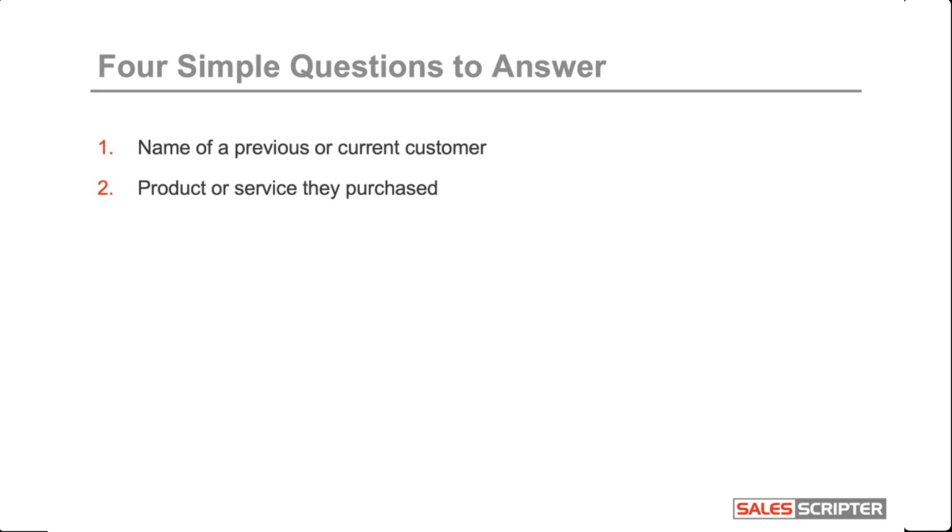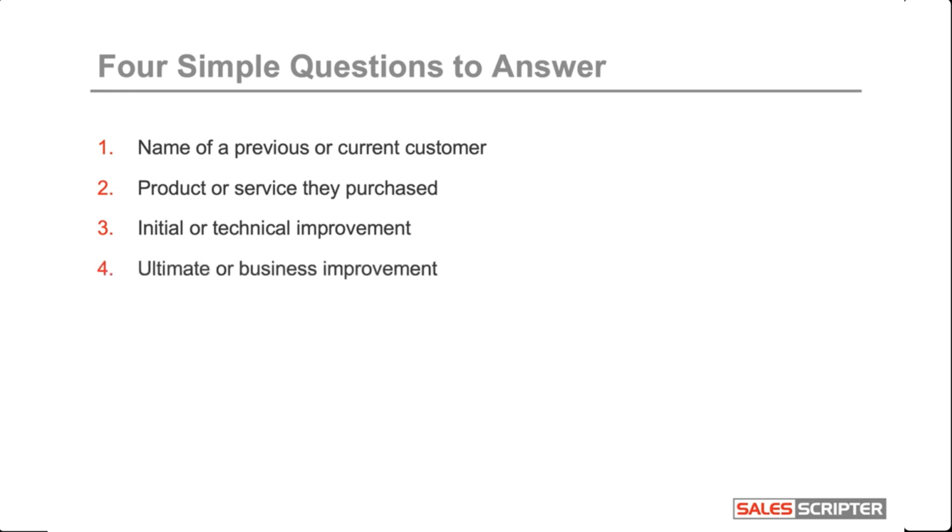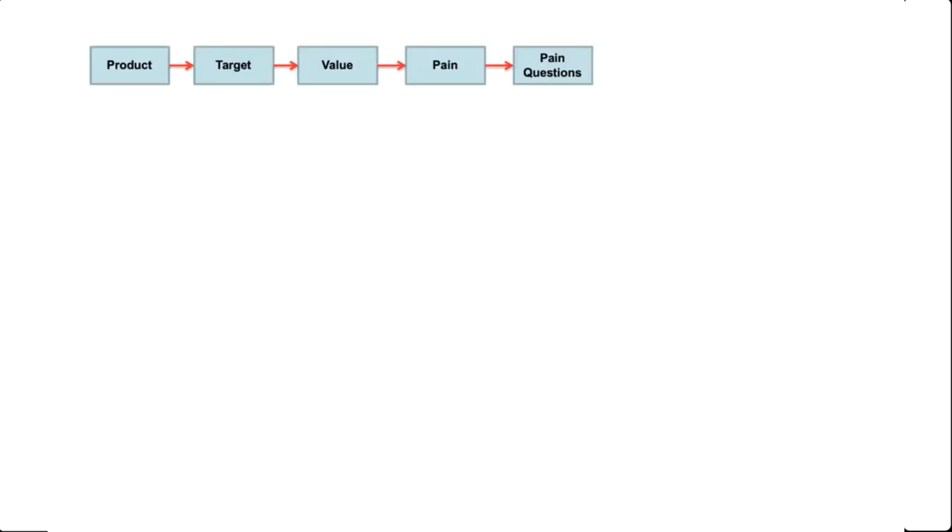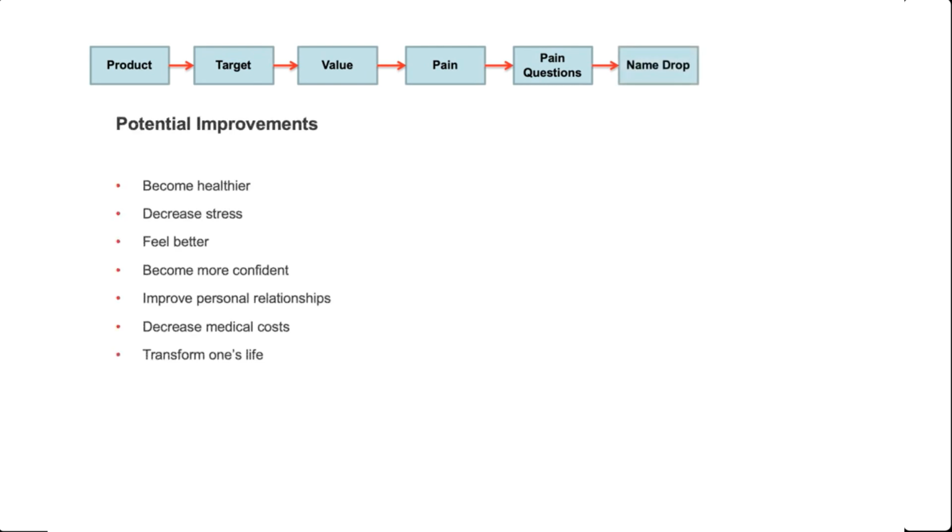Then step 2 is identify the product or service that you sold them. This should be pretty easy. It could be the exact same product or service that you chose to create for the sales message that you're creating. Step 3, identify the initial or technical improvement that your service or product delivered to them. And then the 4th step is to identify the ultimate or business improvement that you deliver. So if we go back to the same process that we're continuing to build on to create your message, the next step is to come up with a name drop.